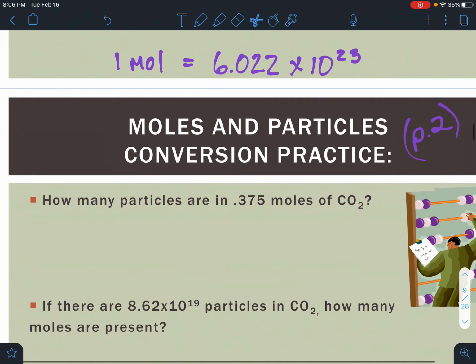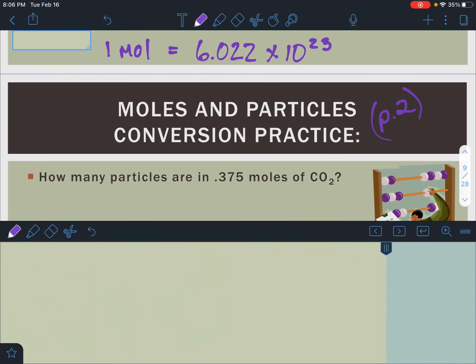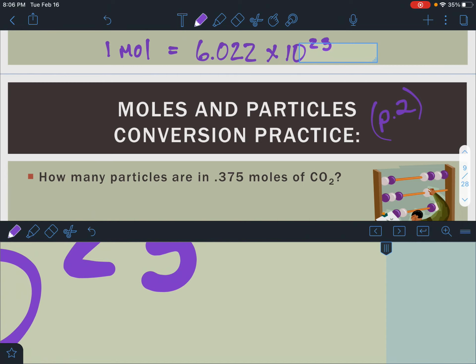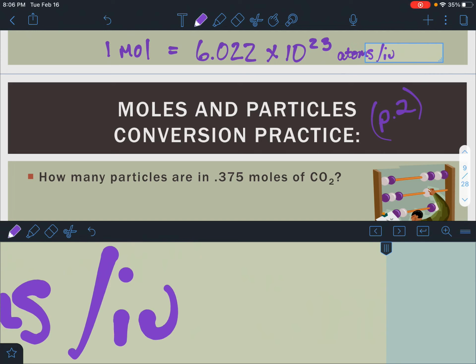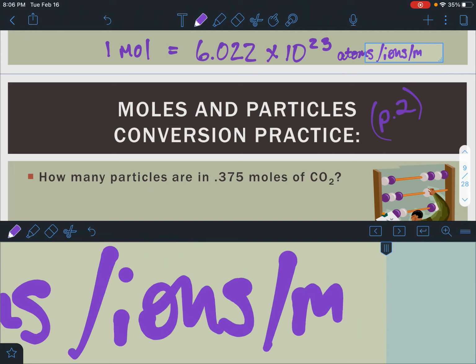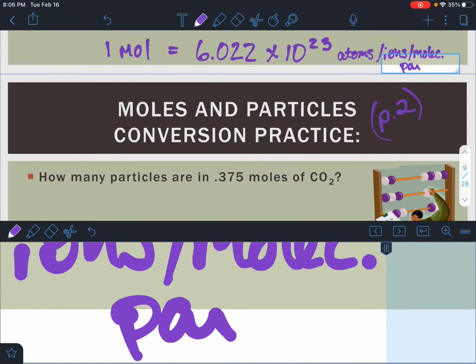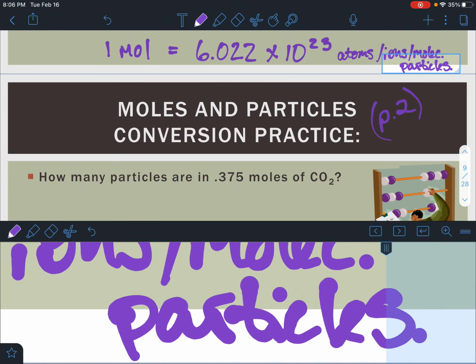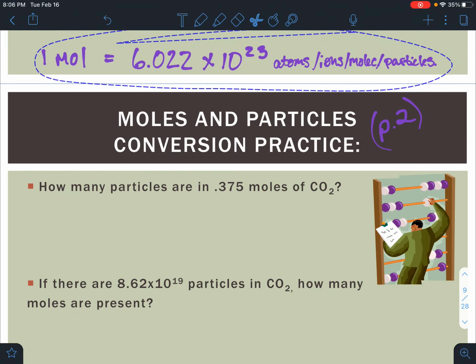The equivalence ratio for the problems that you're going to be practicing is that 1 mole is equal to 6.022 times 10 to the 23rd. Oops, I forgot the unit on that number. So in chemistry, we will use this for the unit atoms, ions, molecules, or particles. We have converted before, and it's the same exact steps. We just have a new equivalence ratio to use this time.